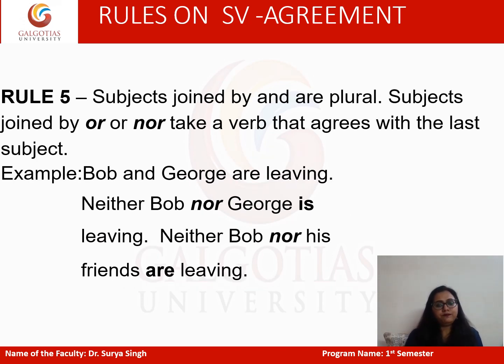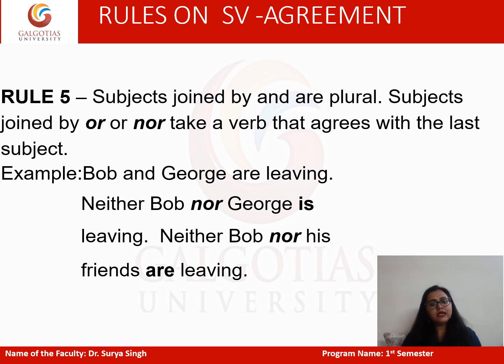Rule number 5. Subjects joined by and are plural. I repeat, subjects joined by and are plural. Whereas subjects joined by or, nor take a verb that agrees with the last subject.